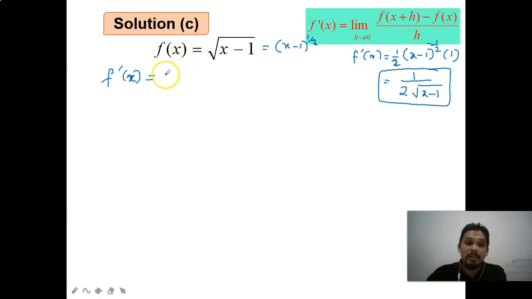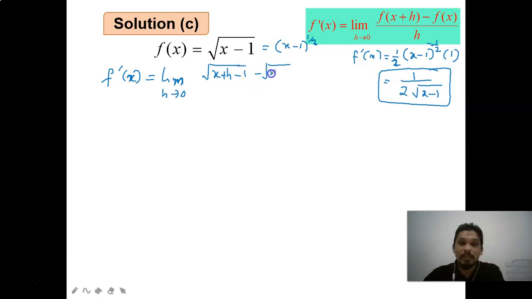Then f prime x equal to limit h approaching 0 of f of x plus h, square root of x plus h, substituting x with x plus h minus 1, minus square root of f x, which is x minus 1, and everything divided by h.